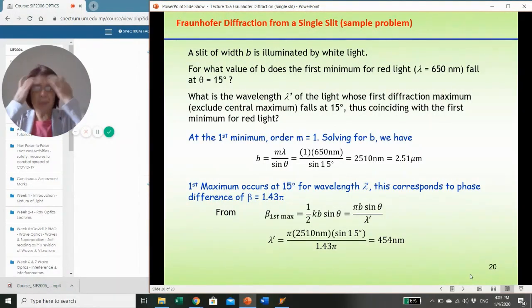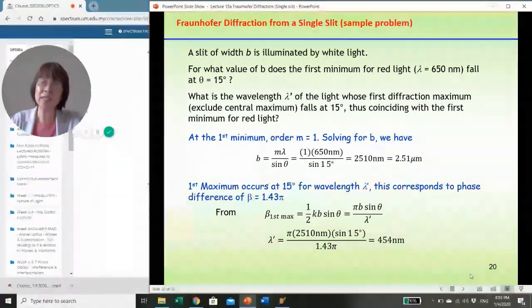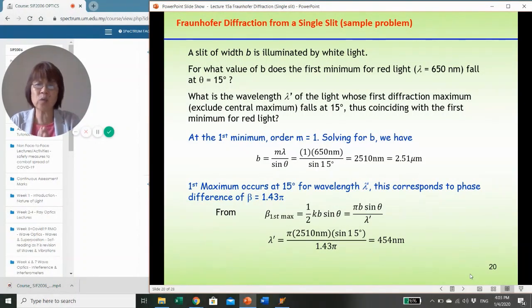Now this is a sample problem. We have a slit of width b, which is illuminated by white light. The question asks, what will be the value of b in which the first minimum for red light falls at theta equals 15 degrees? And what is the wavelength of the light whose first diffraction maximum, excluding the central maximum, also falls at 15 degrees? In other words, the minimum of red coincides with the maximum of another colored light. So what do we do? We first solve for b.